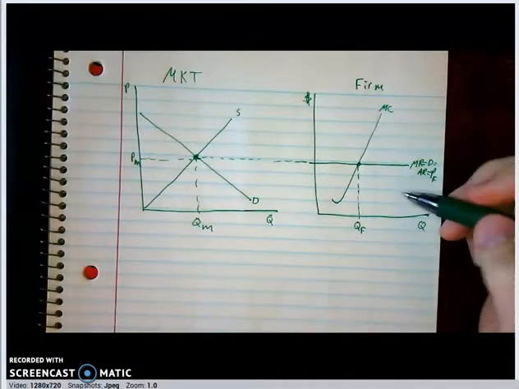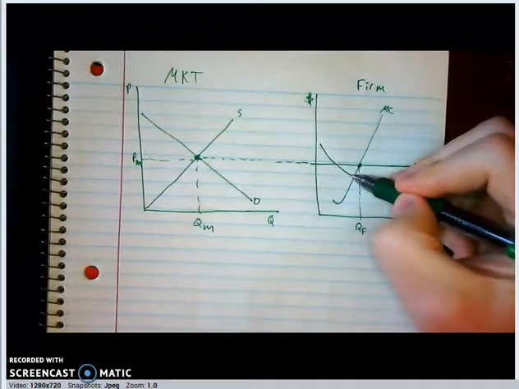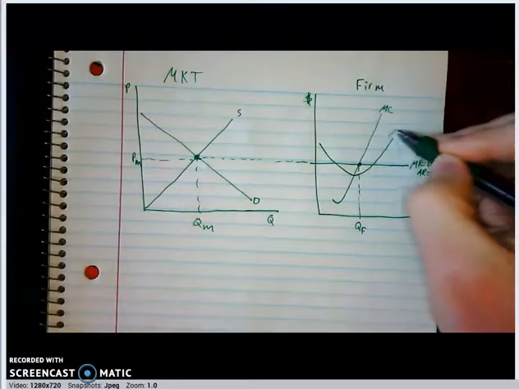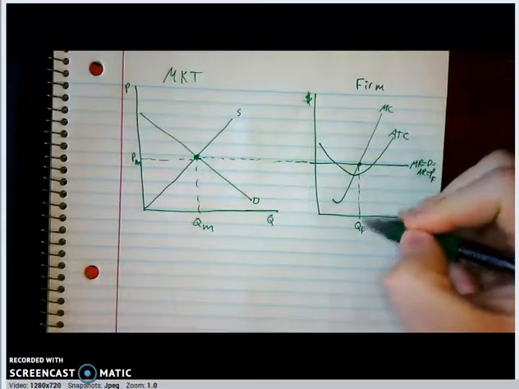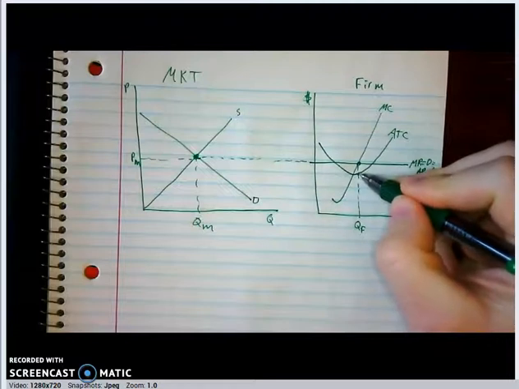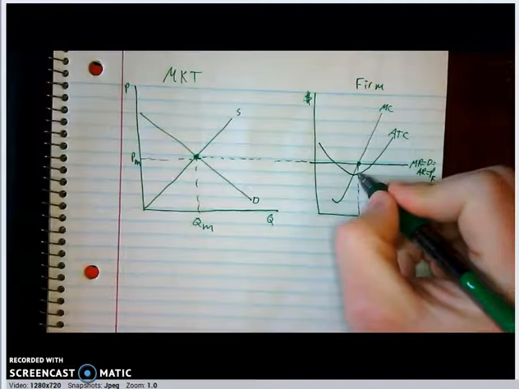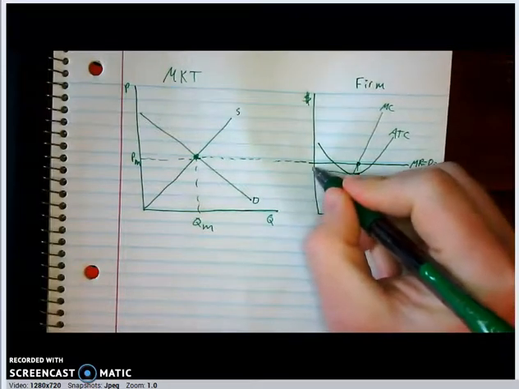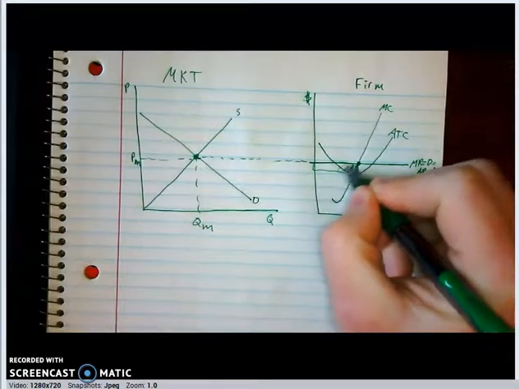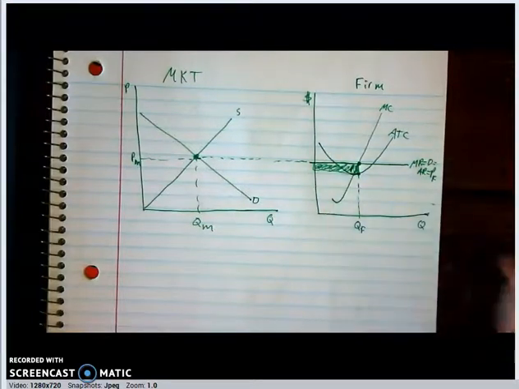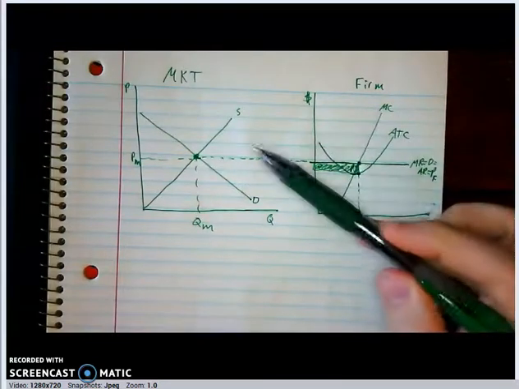So let's say that they are making a profit. If they are, that means the average total cost curve needs to be below price at quantity. So at QF, average total cost is less than price. How much profit is this firm going to make? They're going to make this much profit right here, all of this green shaded rectangle. That's how much profit this firm is producing. So this is one firm in the market, and this is the whole market.